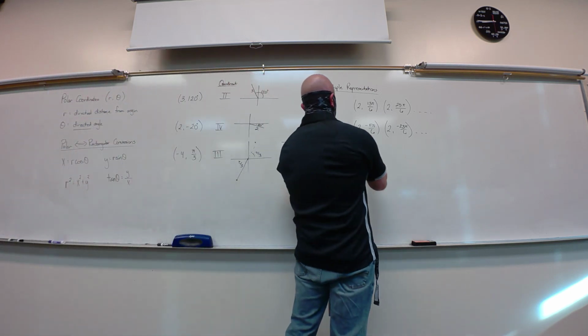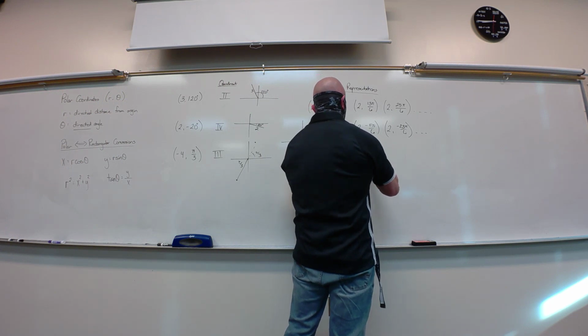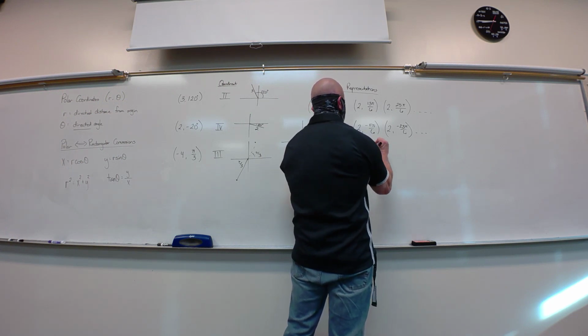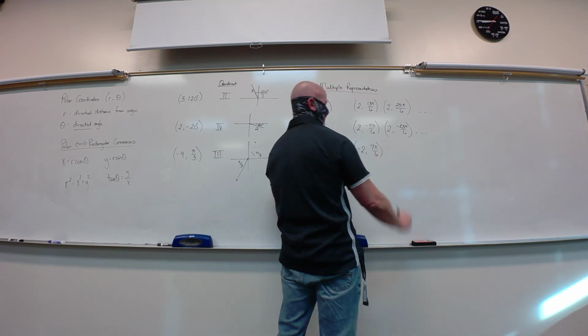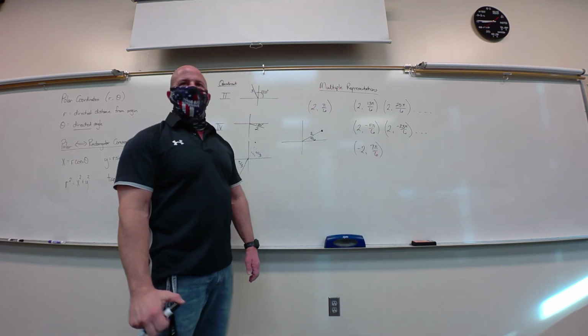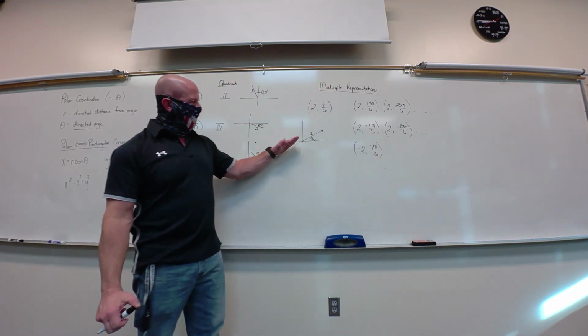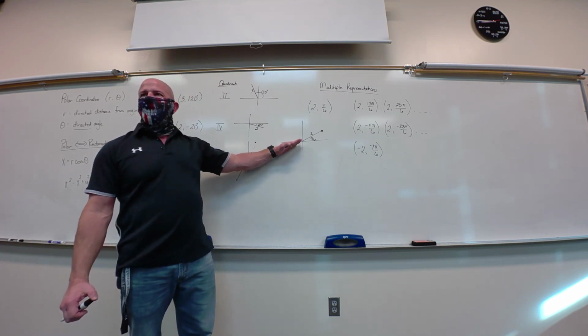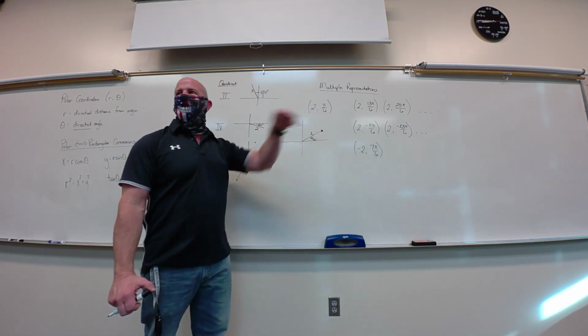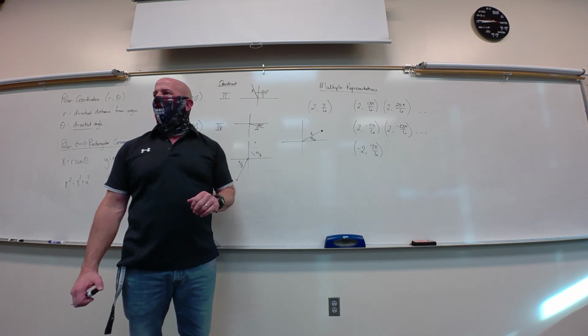I could also do negative 2, 7 pi 6. So visualize where 7 pi 6 is. That's the third quadrant over here. And negative 2's kicking me back the other way. So I am in that same spot.